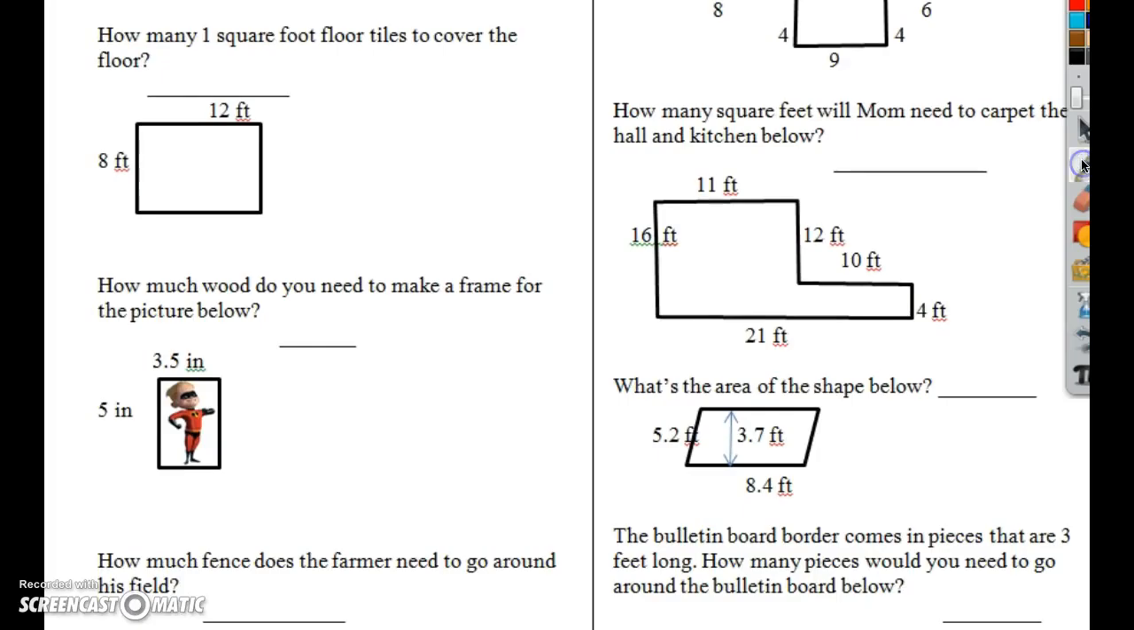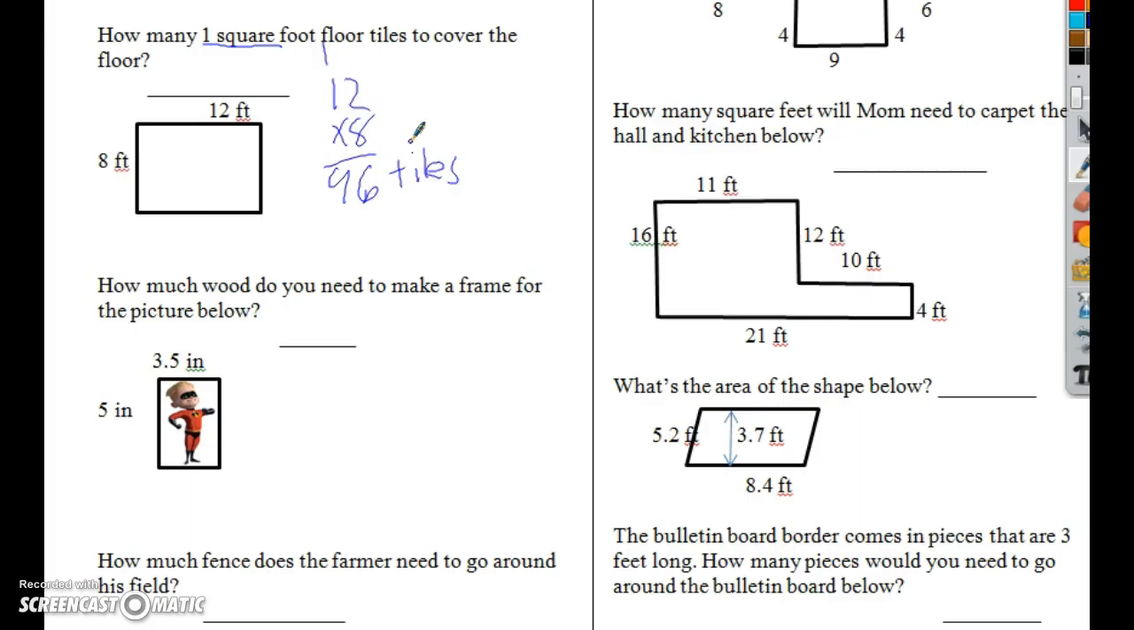How many 1 square foot floor tiles to cover the floor? So I got a rectangle, area equals width times length. So I got 12 times 8, 96. And since they're each 1 square foot, that's exactly what I need, 96 tiles.